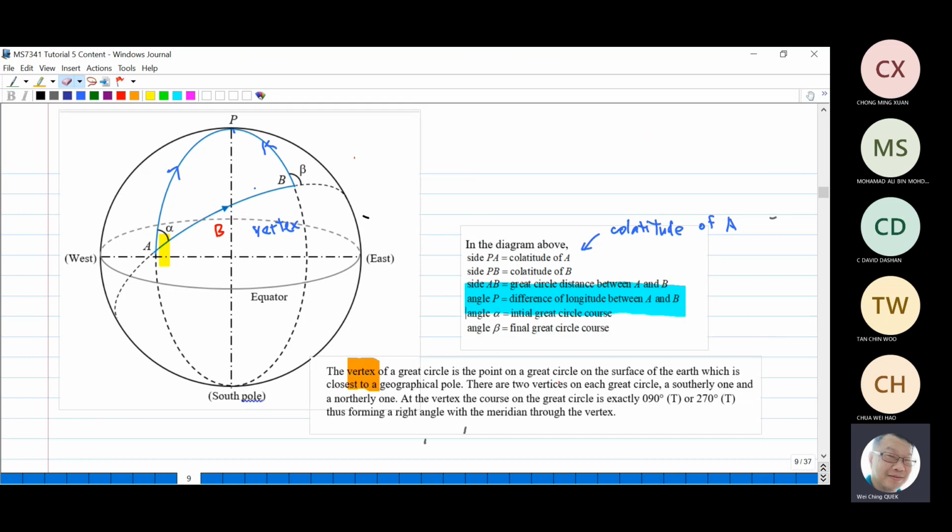So you see that alpha and beta are the initial course and the final course here, right? Great circle final course here. So I have alpha and beta. Initial course, final course. The P is the North Pole.